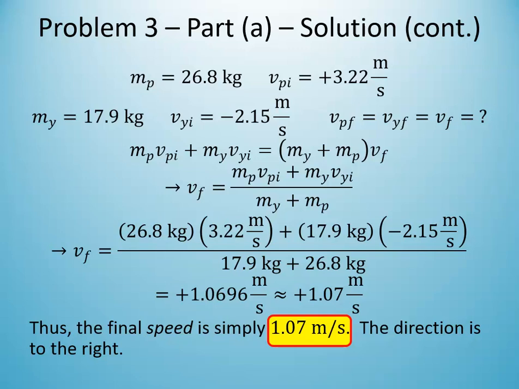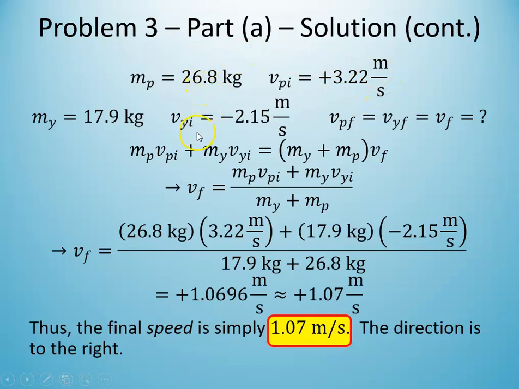And the question is, does that make sense? Well, let's see. The purple minion is more massive and moving toward the right. The yellow minion is less massive and moving toward the left, but at a smaller speed than the purple minion. So given that, you would expect that if they collide and stick together, the purple minion with the obviously larger initial momentum is going to end up winning out.